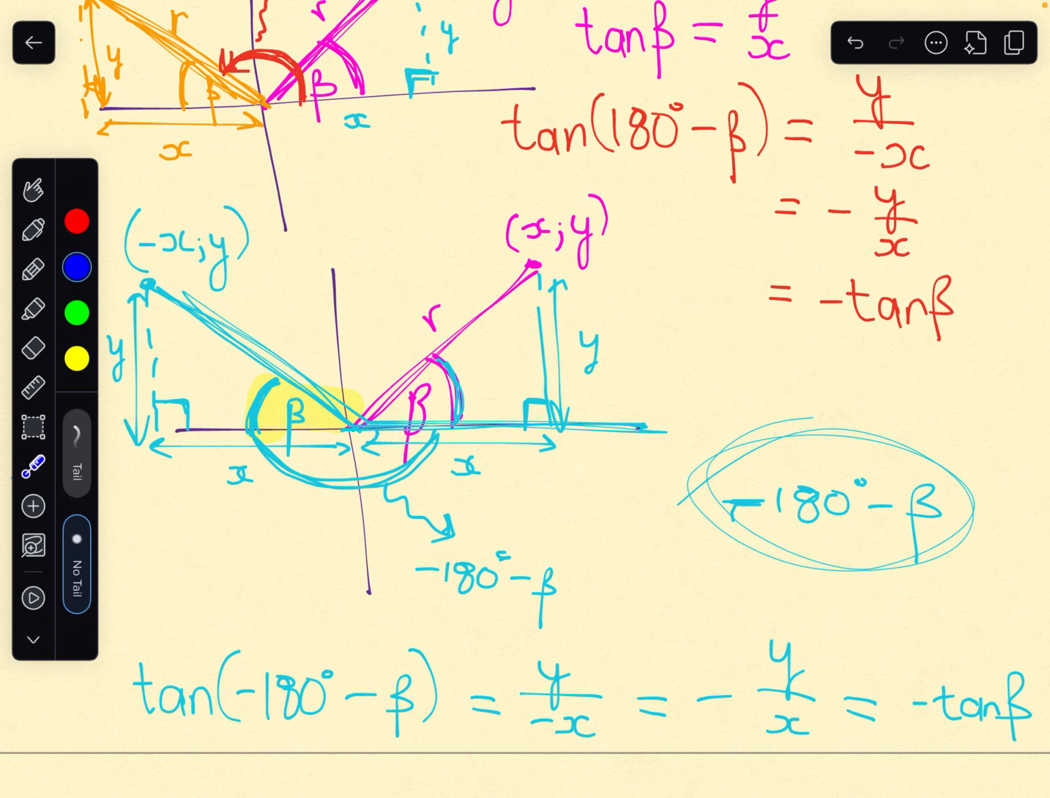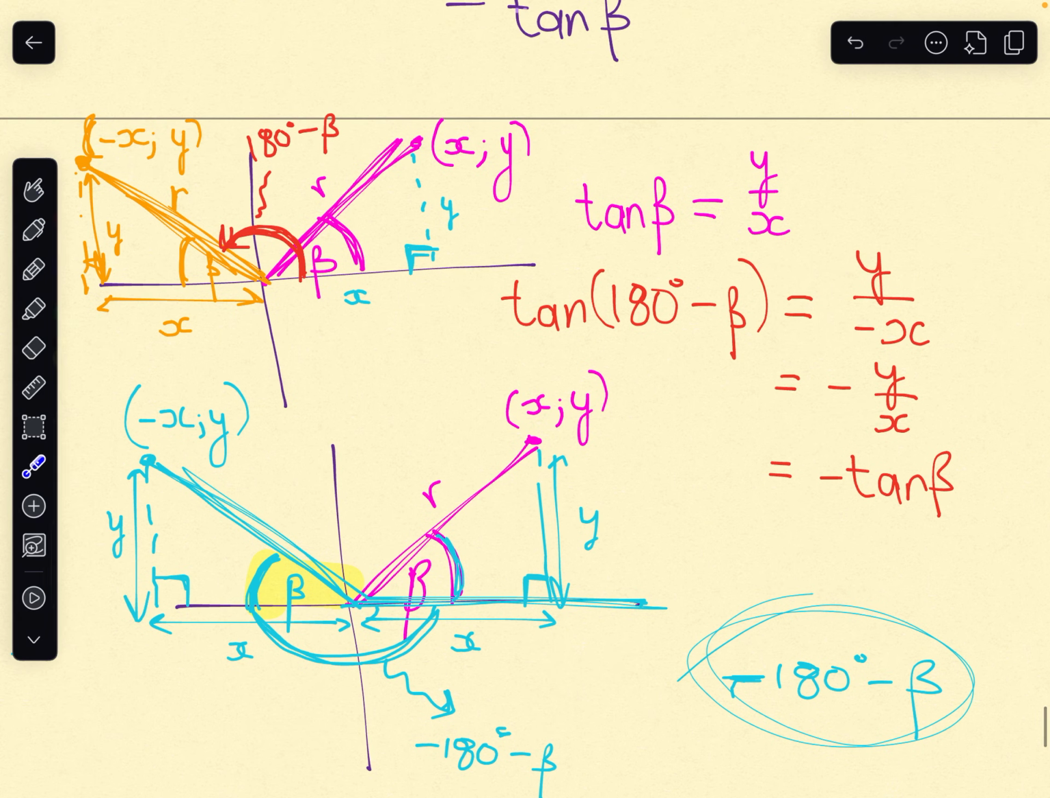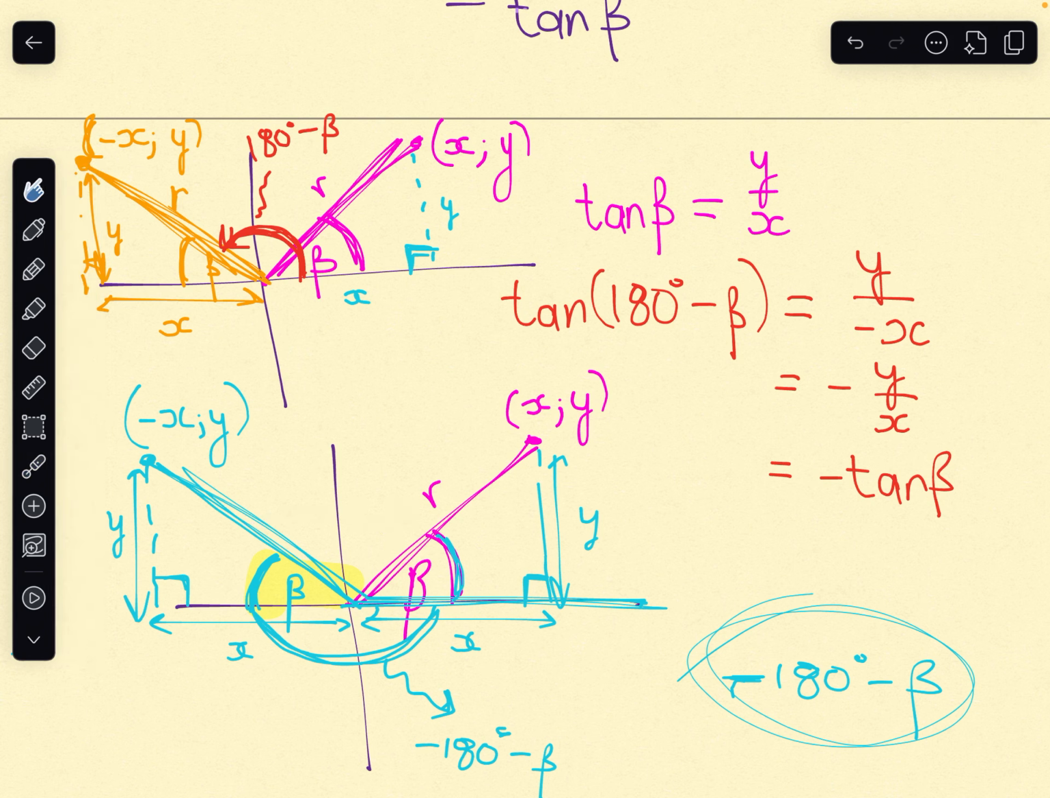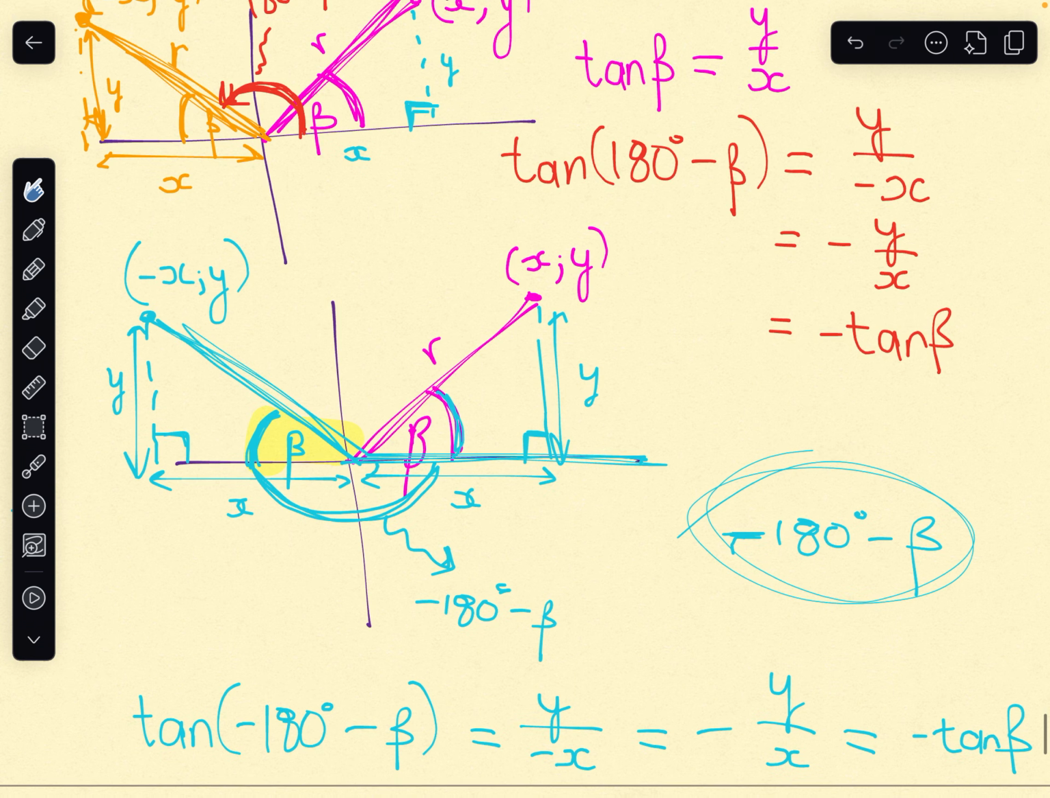So it's just coincidental that I just so happened to do this as the first example. And then this one ended up being the exact same thing. But I was trying to demonstrate how we think about the trig ratios in a geometrical way, using the fundamental definitions of the trig ratios.